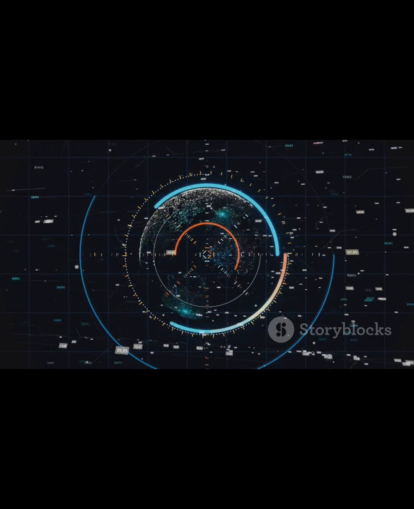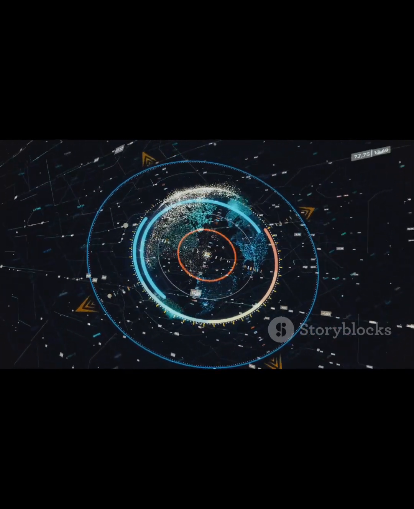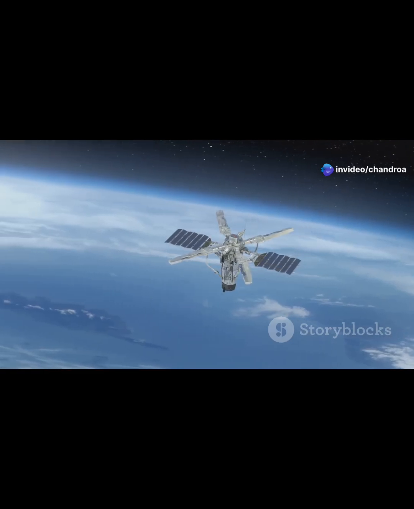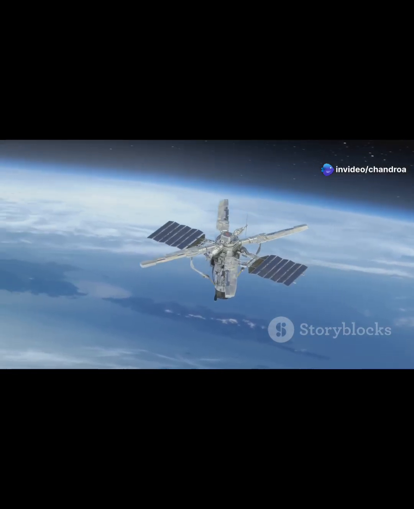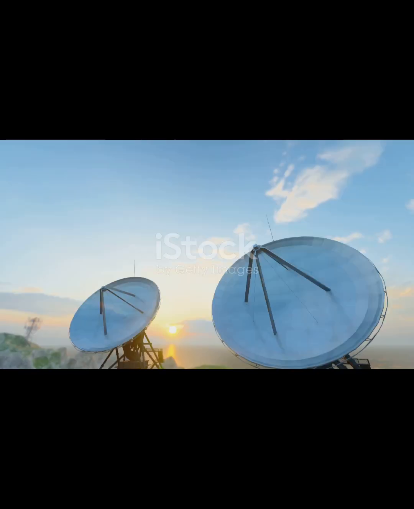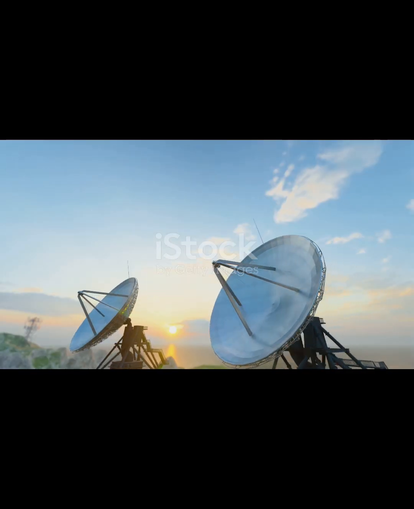And that's not all. As technology advances, we can expect to see even more exciting applications of radar in the future. From space exploration to environmental monitoring, radar technology continues to shape our world in remarkable ways. It's a testament to human ingenuity and our quest to understand and interact with the world around us.